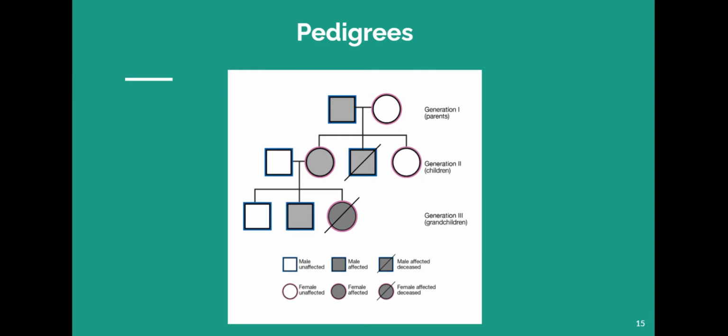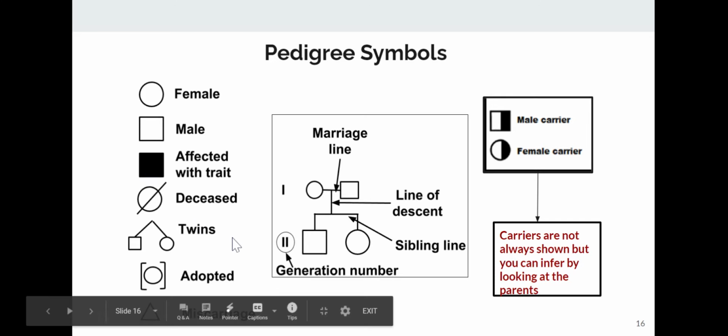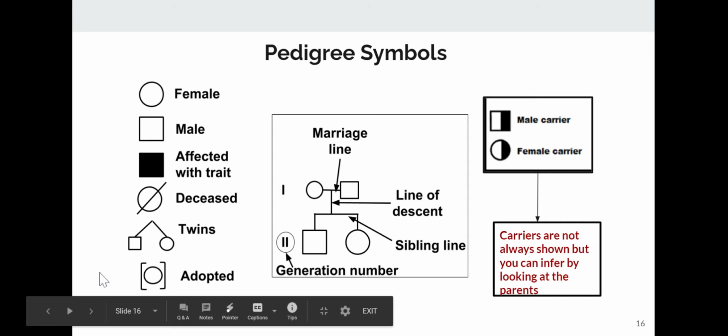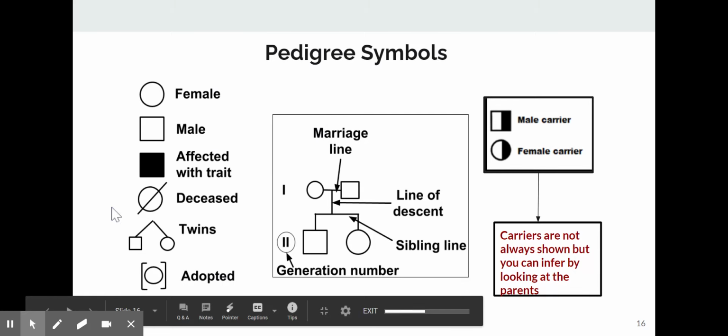All right. So the symbols that we use on a pedigree: a circle is female, a square is male, shaded means that they're affected, and a line through it means that they're deceased. If you have two kids coming from that one line, then they're twins. If you have parentheses around the kid, then that means that they are adopted.